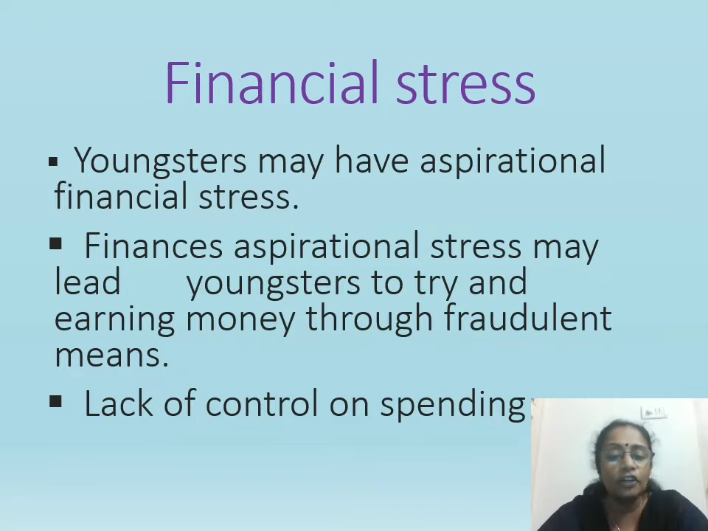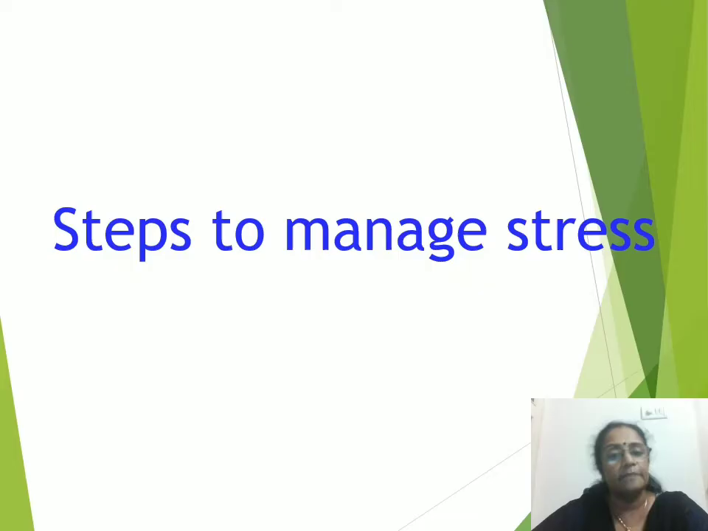There is a lack of control on spending, so they want to spend a lot of money along with their friends and peers, and because of that they start lending, they start borrowing from their friends or other people, and then there is a stress to repay it back. So all these types of aspirational financial stresses, they want to aspire to have a lot of financial independence. Because of that they are stressed. So these are some of the causes of stress.